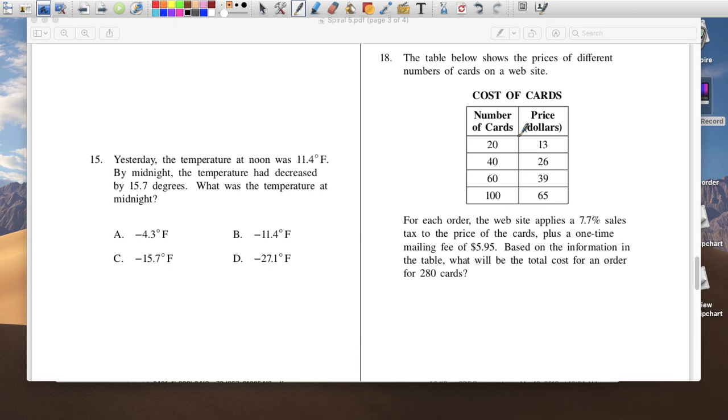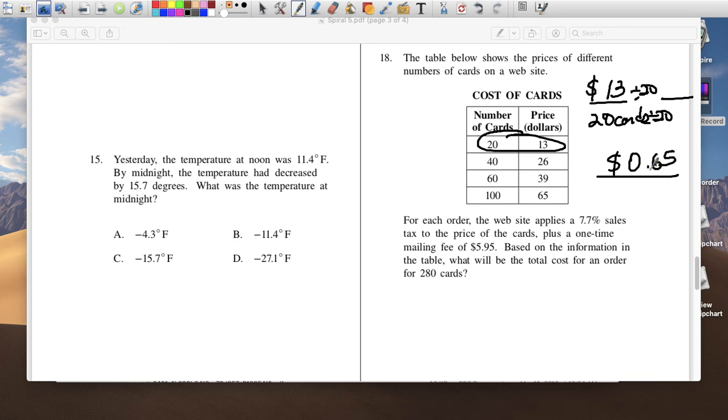Well, hopefully they're proportional. So let's take a look at the first one. $13. I buy 20 cards. And let's find the unit rate. So if I divide this by 20, and divide this by 20, I can divide 13 divided by 20, and that's going to give me 65 cents. And I'm going to write at the bottom: 65 cents for one card. Okay.